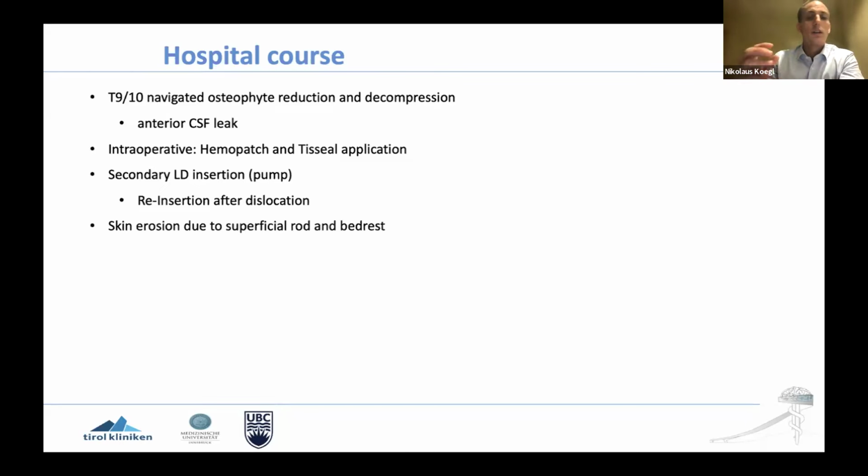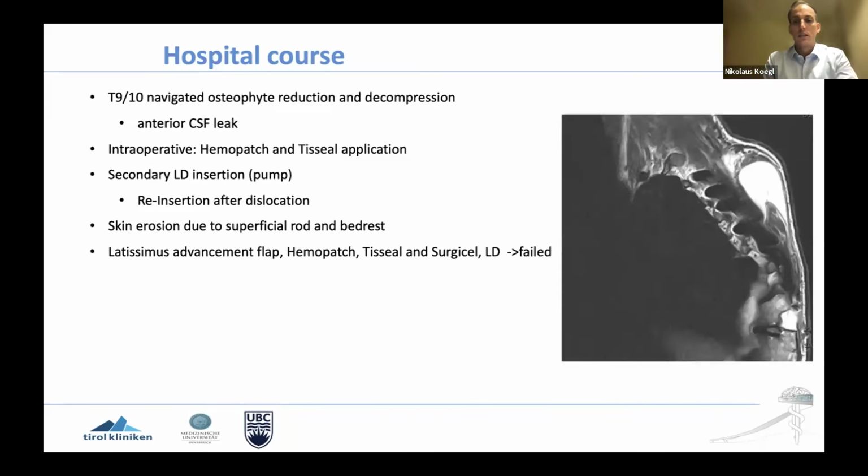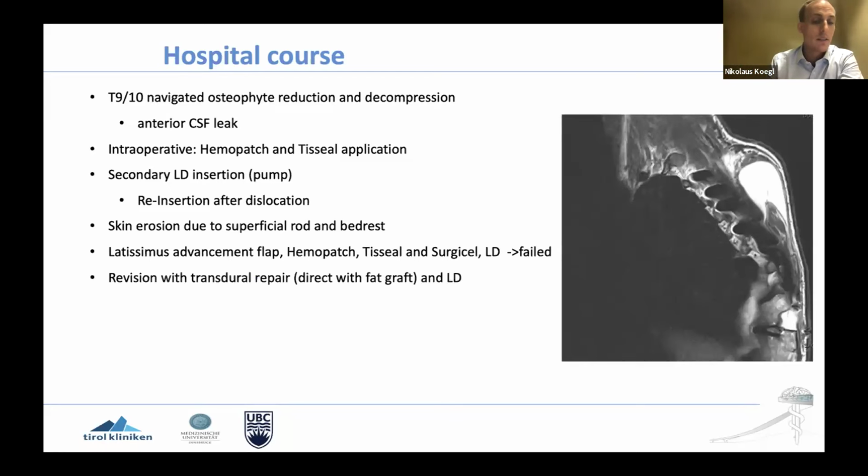Furthermore, the skin eroded. The superficial rod made its way through the skin due to the bed rest the patient was on. So plastics was involved, got a latissimus advancement flap, added Hemopatch to seal one suture, and the lumbar drain failed again. That's the beautiful flap and the pseudomeningocele. So the decision was made to go in again, with plastics as a backup. We ended up doing a dural repair, which in that case, luckily worked out.